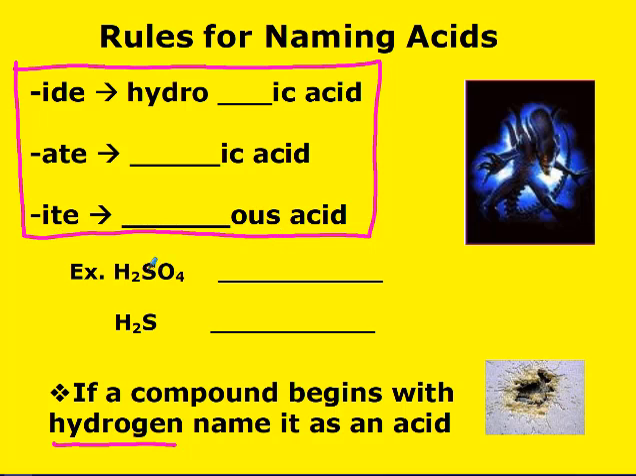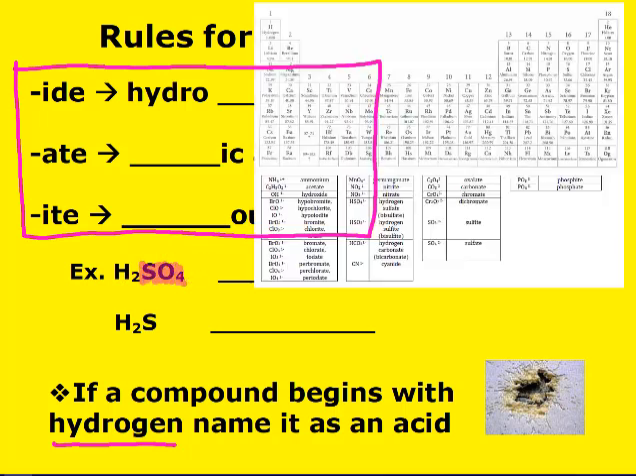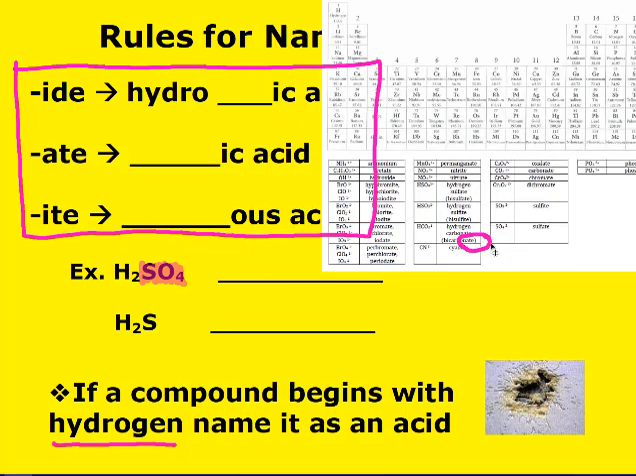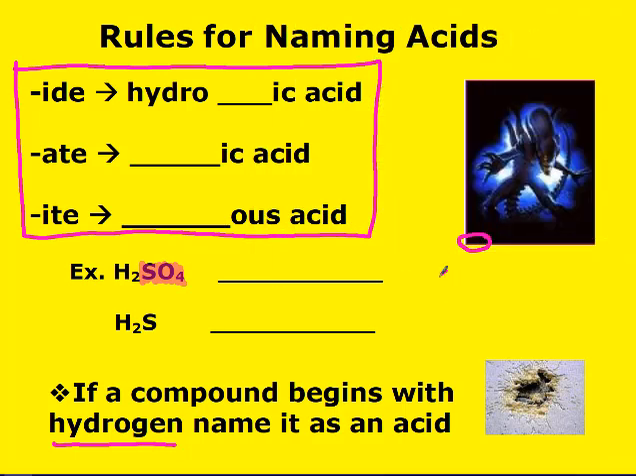So what does that mean? Once you realize that it's an acid, because it starts with H, you're going to look at the second piece, the anion. SO4 from our polyatomic ion list is this one, sulfate. So sulfate, according to our rules, ATE should go to ic acid. So that's going to be sulfuric acid.